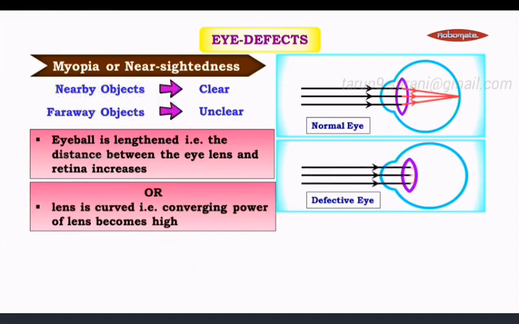Now because of this, what happens? When rays of light enter, they hit the eye lens, and after hitting the eye lens, instead of converging on the retina, they converge in front of the retina. And this is the defect.